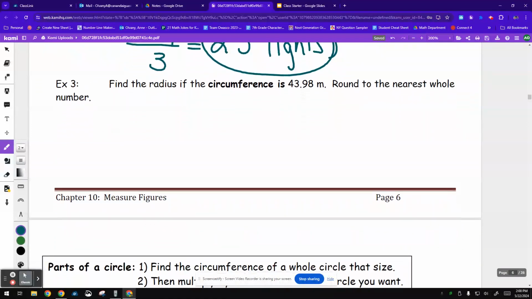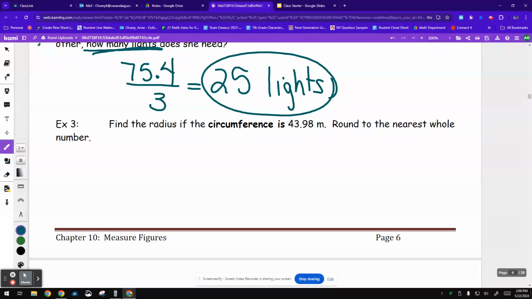Uh-oh, next one's tough. Find the radius if the circumference is 43.98. They are now giving me the answer. Right? The formula for circumference is C equals pi d. They're telling me 43.98. Where does that number go, Vinny, in my formula? Here's your formula. The number goes under.